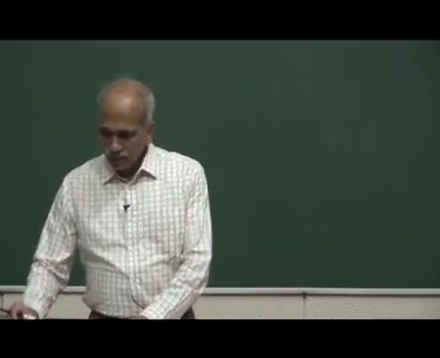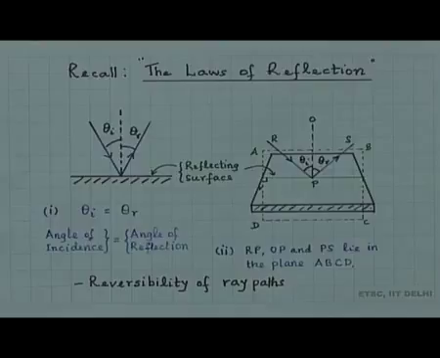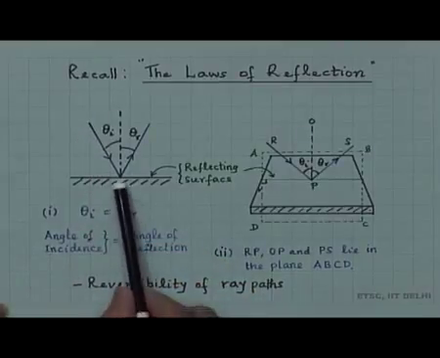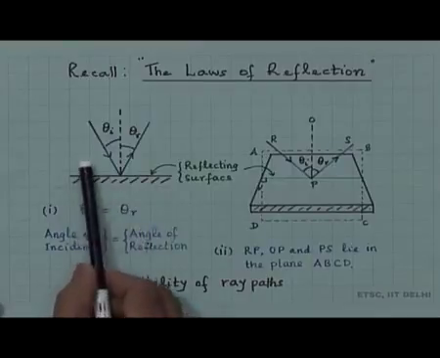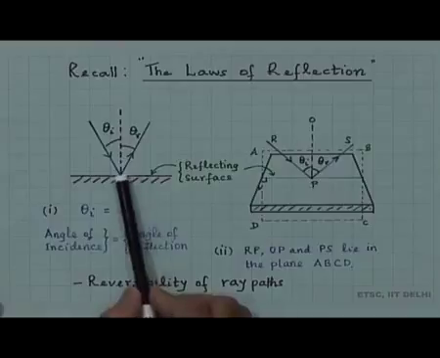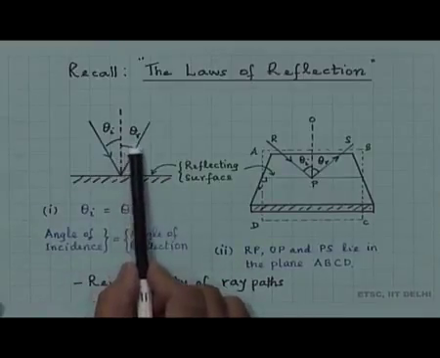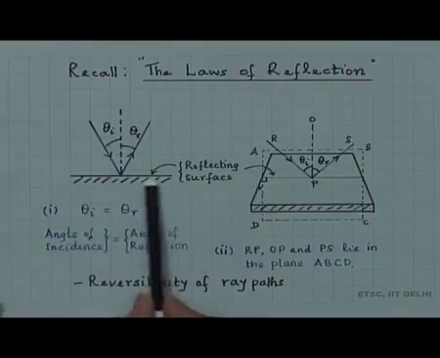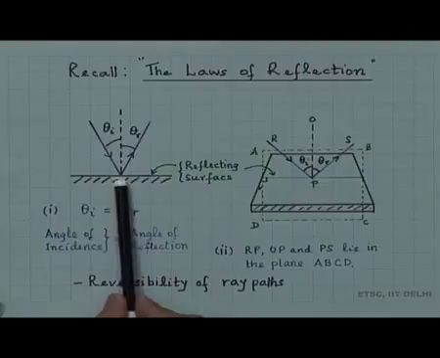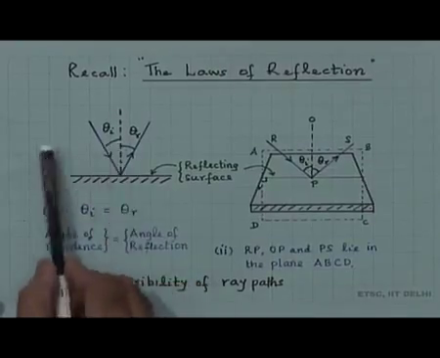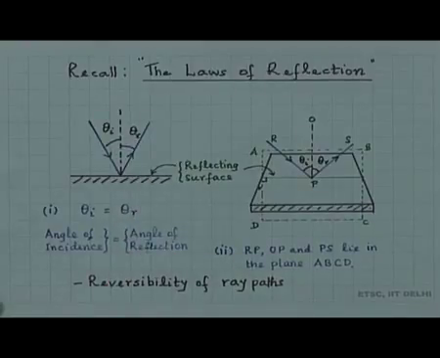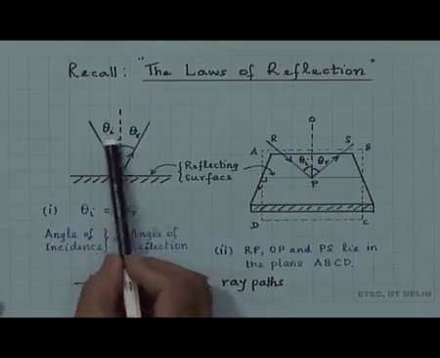So, first recall the laws of reflection. We know this is a plane mirror here. A ray of light incident on a plane mirror, or for that matter an interface between two media, is reflected in such a way that the angle of reflection is equal to the angle of incidence. The dotted line here represents the normal to this surface. Say this point is a point P or point Q. The angle between the incident ray and the normal is called the angle of incidence, and the angle between the reflected ray and the normal is the angle of reflection, which we have denoted as theta i and theta r.